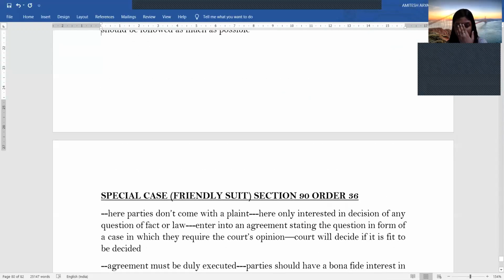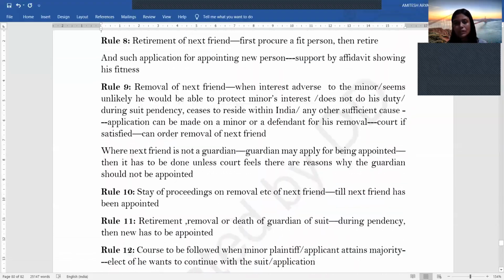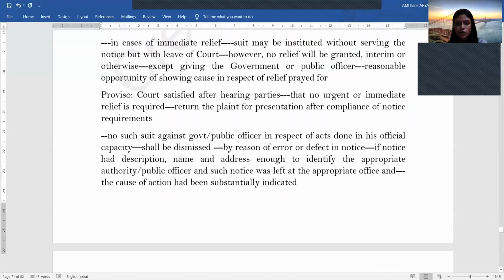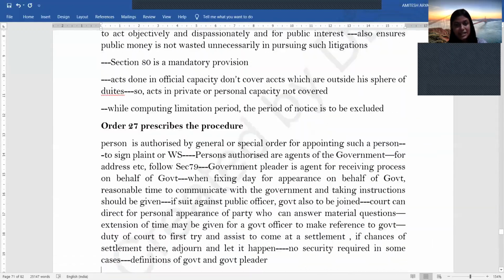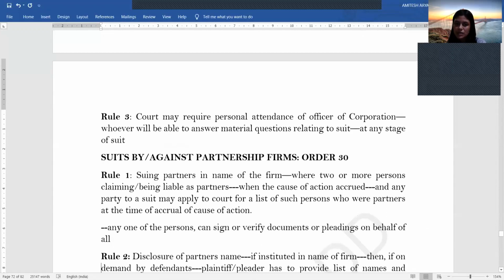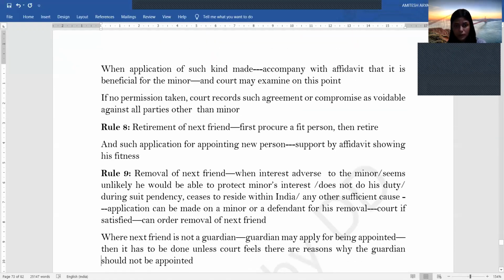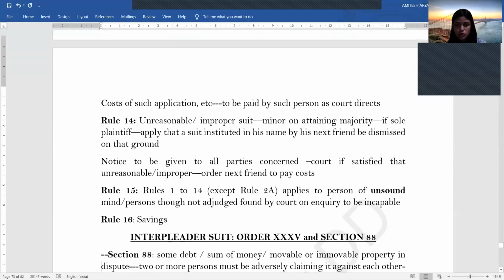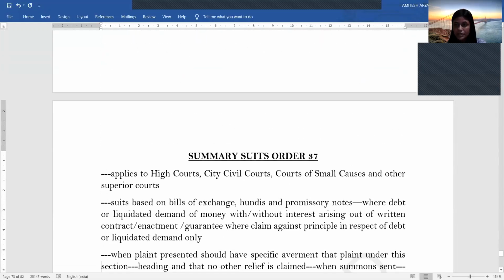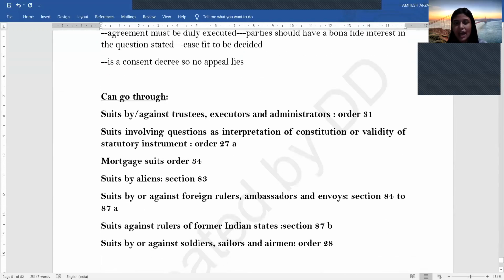So with special suits, we first went on and covered suits by and against the government. As we have seen, you should remember the notice and the execution part, or you have to give notice. All these can be questions for your MCQs. So this was for your suits by and against the government. Then we went on to suits by and against a corporation under Order 29. Then we saw suits by and against a partnership firm. After that, we saw minors and lunatics. Moving on to the next special suit, which was interpleader suits. Then we went on to indigent persons, and then summary suits, public nuisance, trust, public trust, and the special case of the friendly suit. And then you can go through them all.